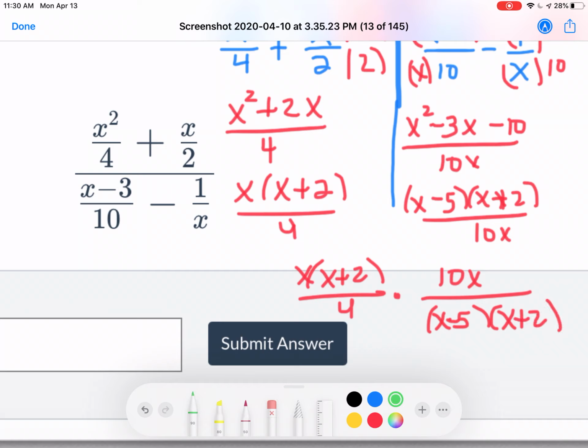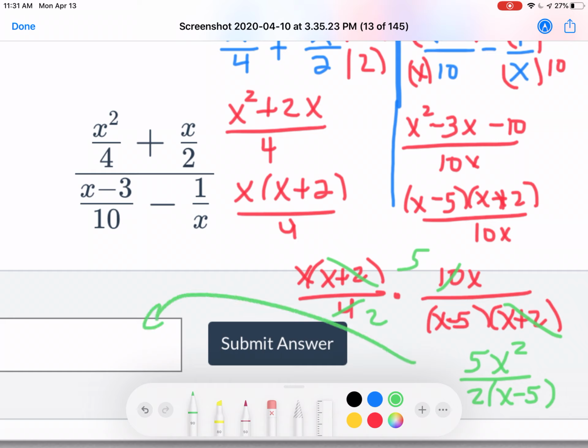So we're left with the x plus 2's are gone, right? And then 2 goes in twice, goes in 5 times. So we're left with 5x squared over 2 times x minus 5. Okay, and you could put it in just like that. You don't need to distribute that bottom out.